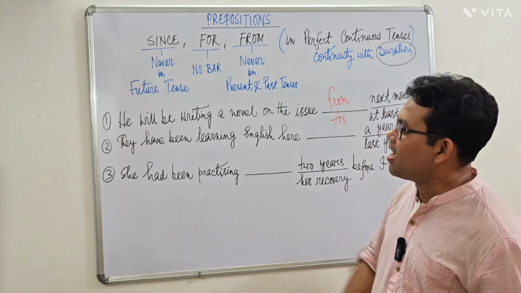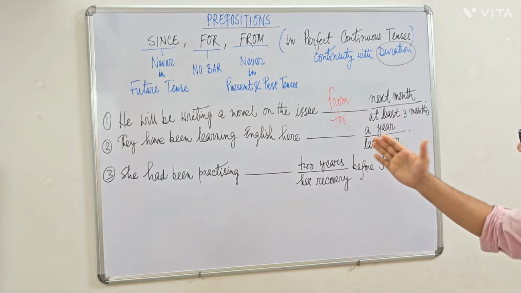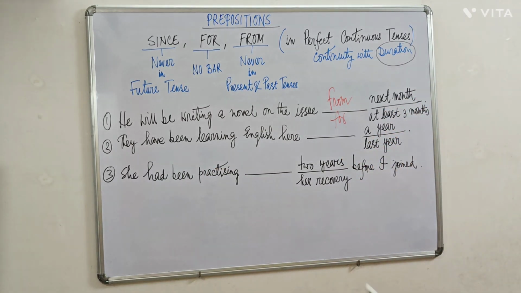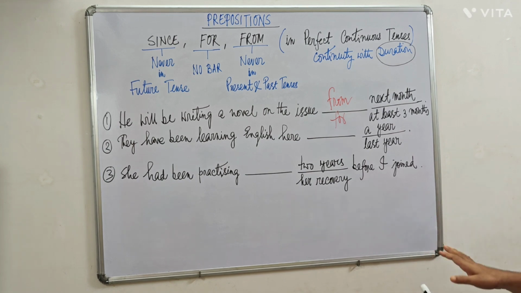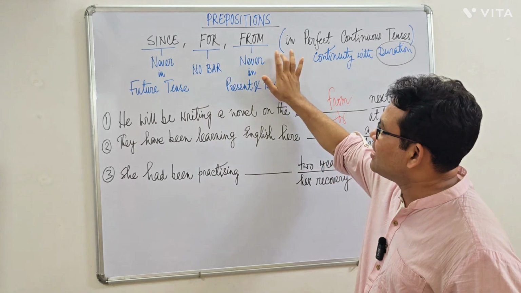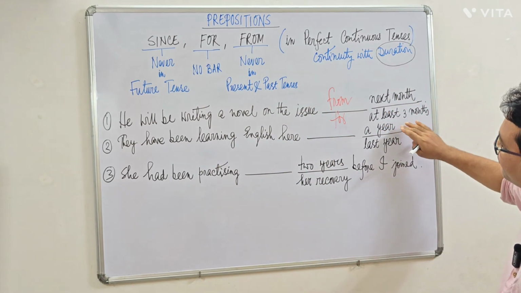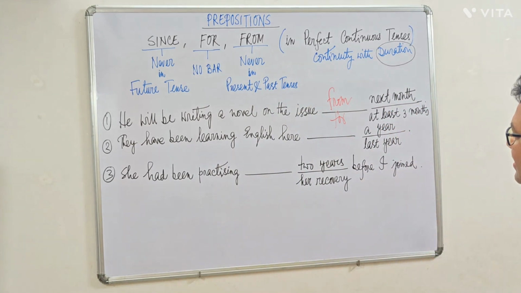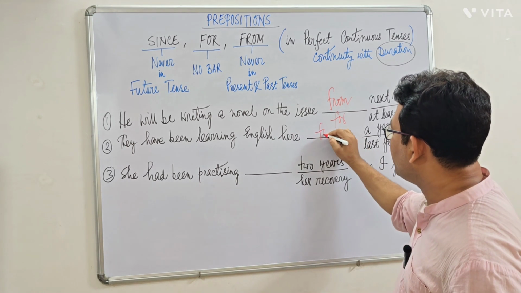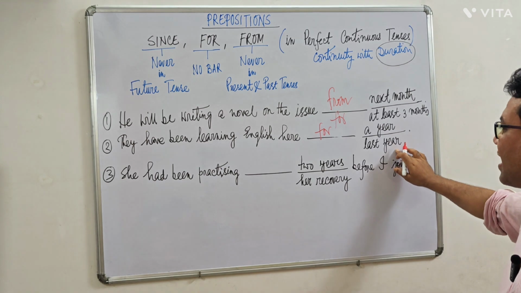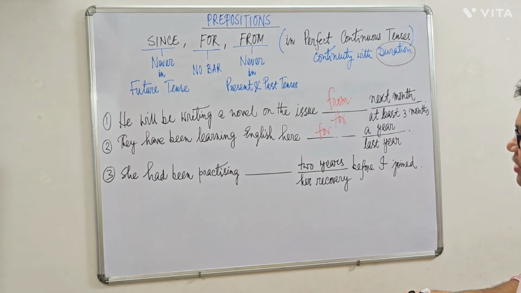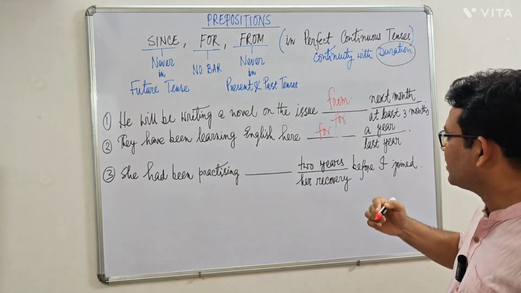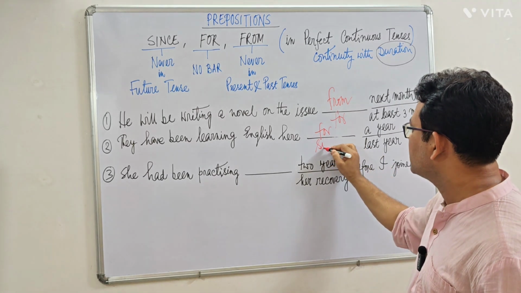Next, number 3: they have been learning English here, dash, a year, dash, last year. Present perfect continuous tense. So in present perfect continuous tense, remember, we use only "since" and "for" and never "from." So the first option, a year, is clearly indicating the expansion of time of 12 months. So here we have to use "for." But the other one, last year, is the starting point of an action. Therefore, the other option will be "since."